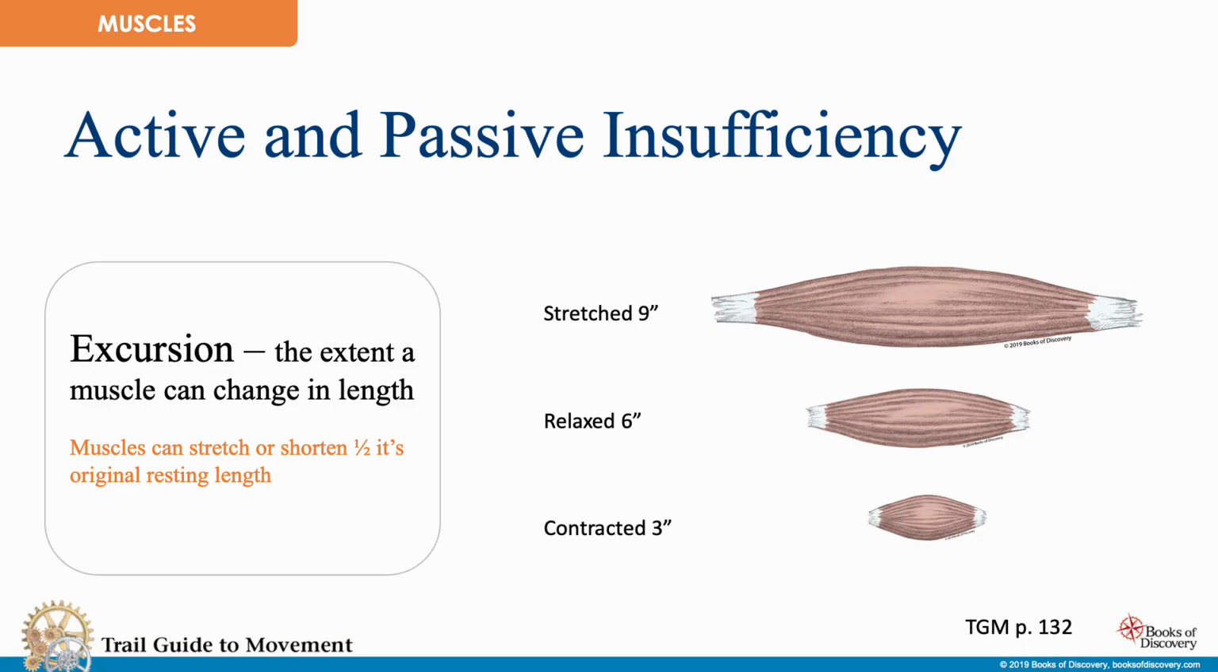This range is vital for movement, but it leads us to 2 very important clinical terms: active and passive insufficiency. Active insufficiency is when a muscle is shortened so much that it can't create any more force. It's bunched up and has nowhere left to go. And then we have passive insufficiency. It's the opposite. The muscle is stretched to its max across multiple joints and simply can't move any further.